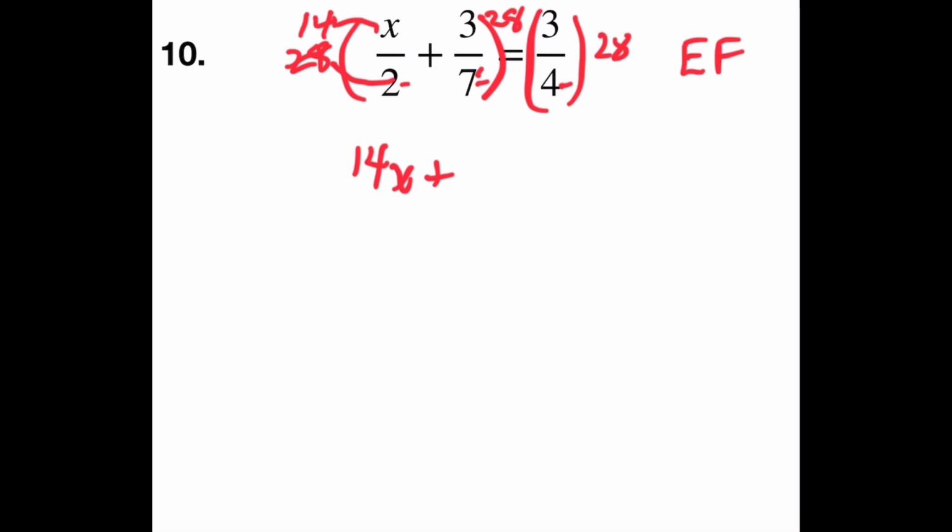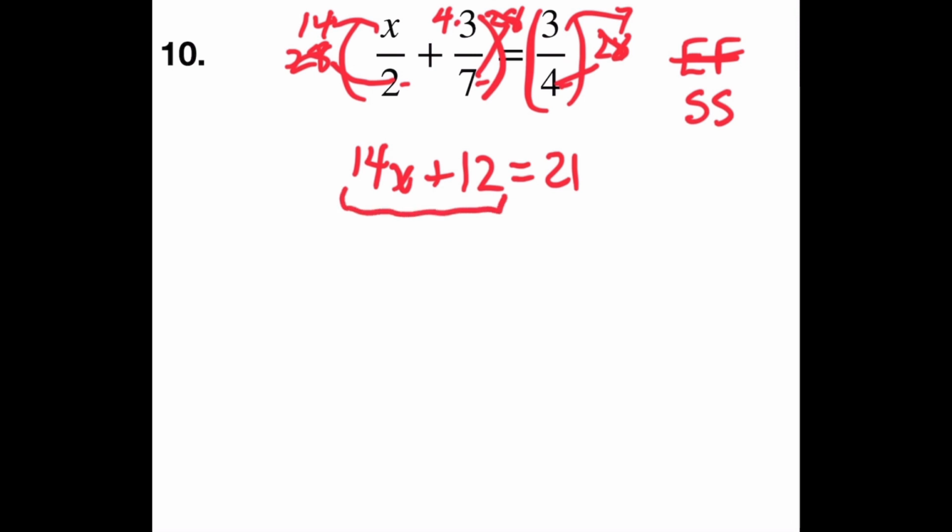Plus 7 divides into 28 4 times. 4 times 3 is 12. On the right side, 4 divides into 28 7 times, and 7 times 3 is 21. So the first step, eliminate fractions, is complete. Step 2, simplify sides, is already done.